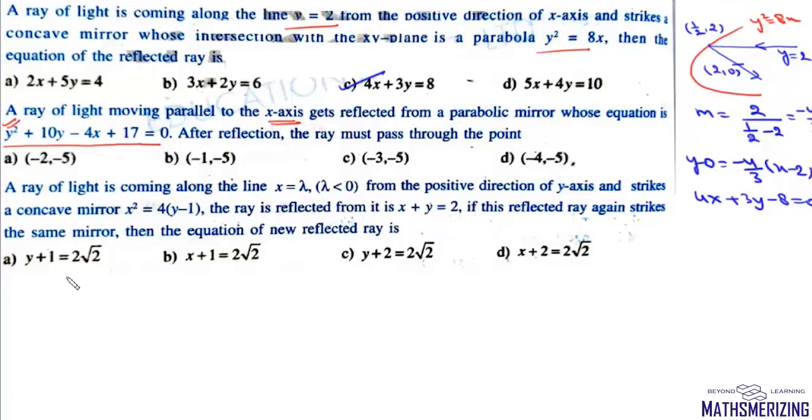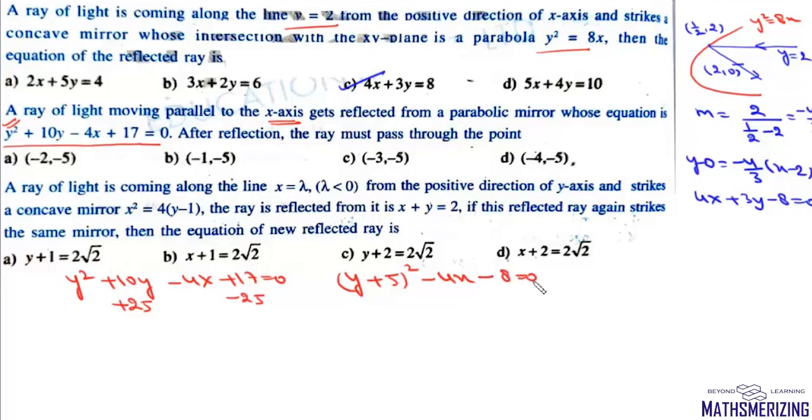So we can write this equation as y square plus 10y minus 4x plus 17 equals 0. Now we'll complete its perfect square. So we'll add 25 and we'll subtract 25. So we'll write this equation as y plus 5 whole square minus 4x minus 8 equals to 0. So equation of this parabola is y plus 5 whole square equals 4 times x plus 2. For this parabola, we need to write its focus.